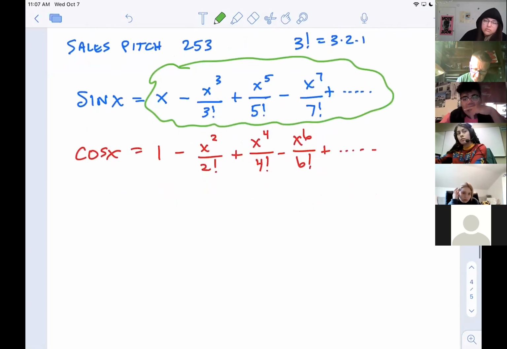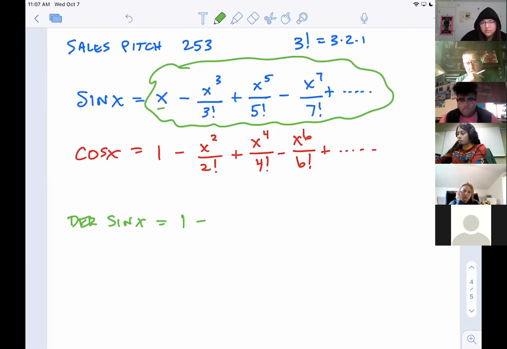Let's take the derivative of the sine of x. Well, you tell me, what's the derivative of x? 1. What's the derivative of x cubed? Wouldn't it be 3? And what else? Not just 3, 3 times x to the 2nd. And notice the constant just comes along for the ride. In other words, really that's just a 6 down there, right? 3 times 2 times 1, it's just a 6. So now it's 3 over 6.